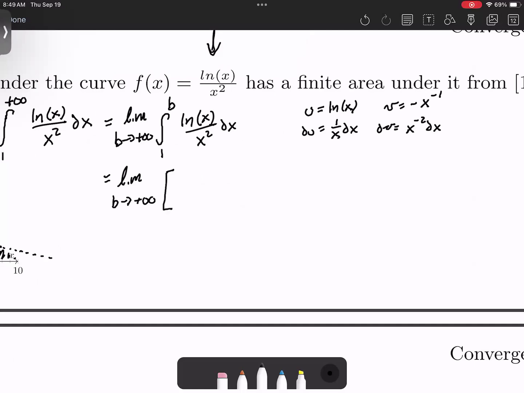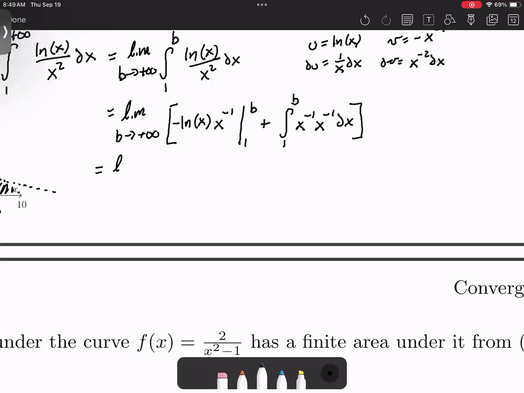u times v, so natural log of x, times a minus x to the minus 1, evaluated from 1 to b. So uv minus integral v du. So that's just an application of integration by parts. So let's clean this up a little bit. Eventually, we will send b to infinity. Here we have minus natural log x over x evaluated between 1 and b. And this second integral is now the integral of x to the minus 2, which will integrate as minus x to the minus 1.